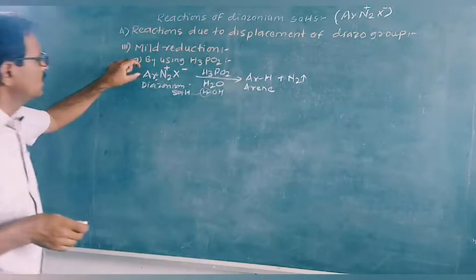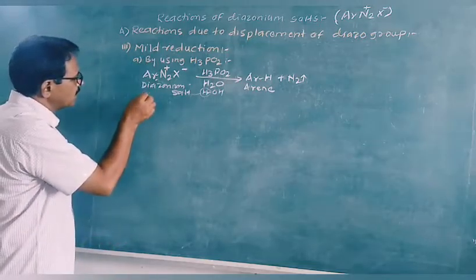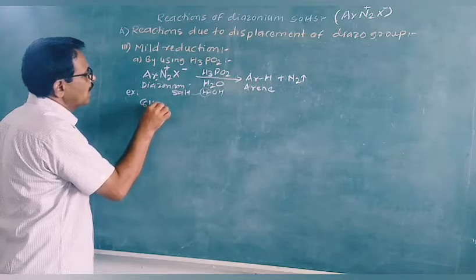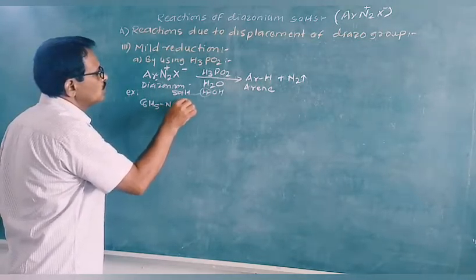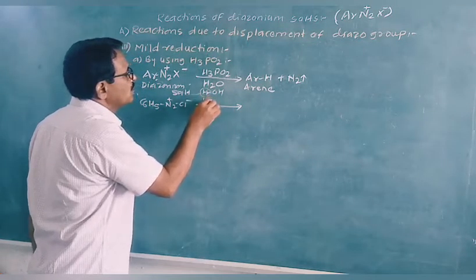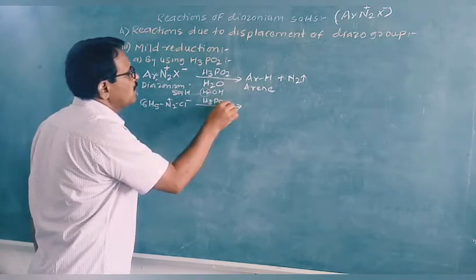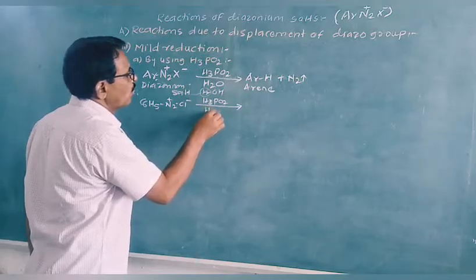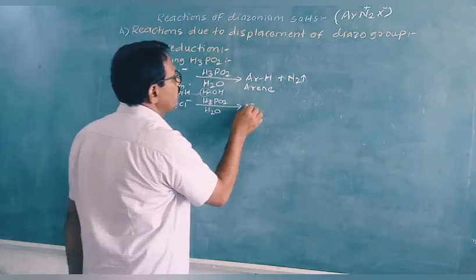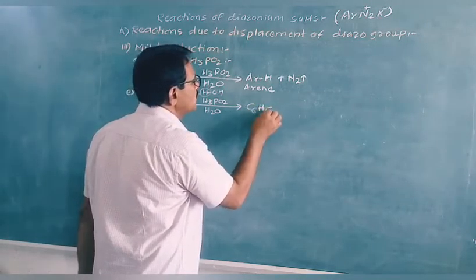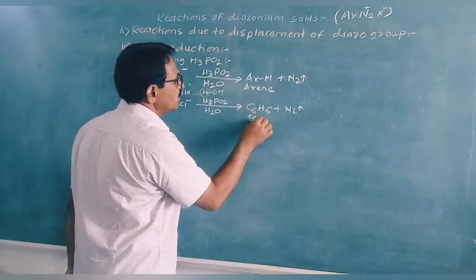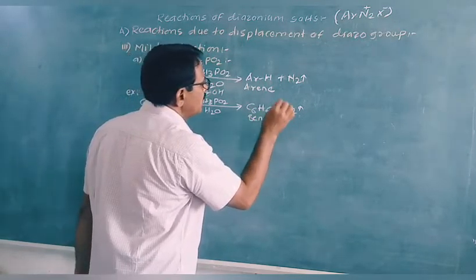If we are taking here, for example, C6H5N2Cl, this on reduction by using H3PO2, hypophosphorus acid, and water gives, here now this hydrogen atom attached to this C6H5, it is converted into C6H6 plus N2. It is benzene. Here formation of benzene takes place.